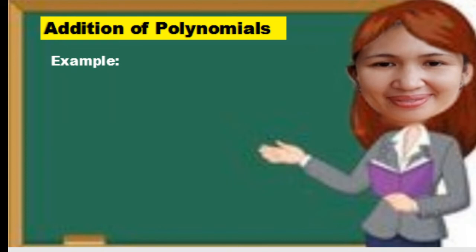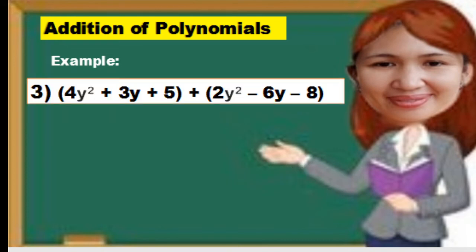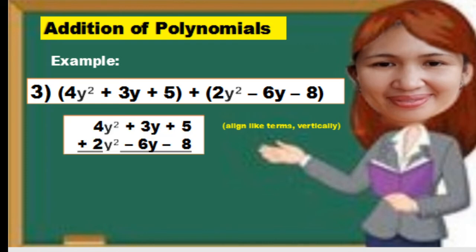Let's have another. How to add trinomials. So, here we have 4y squared plus 3y plus 5, and 2y squared minus 6y minus 8. Class, we can add also vertically. So, we can do it this way. Align like terms vertically. Then, after aligning those terms, we will proceed to addition. Okay? Add only the numerical coefficients.